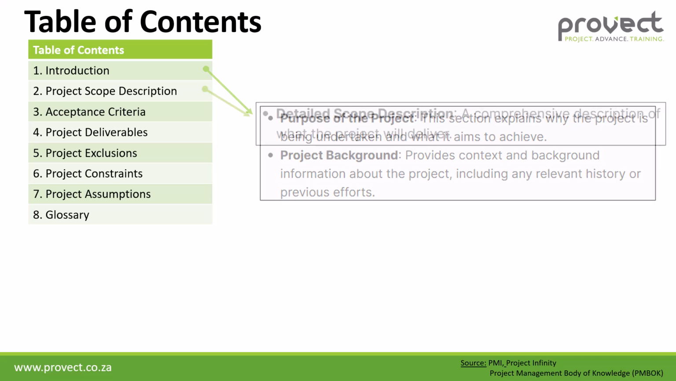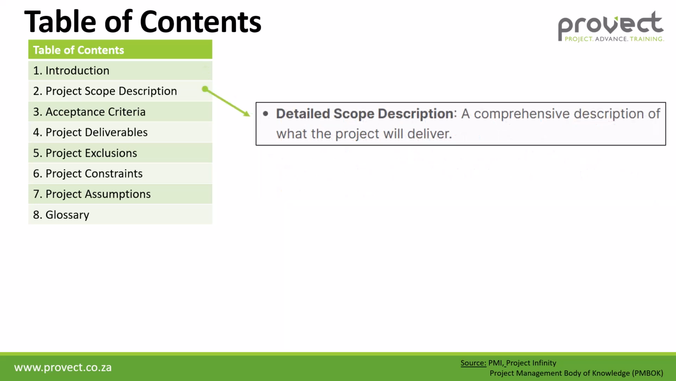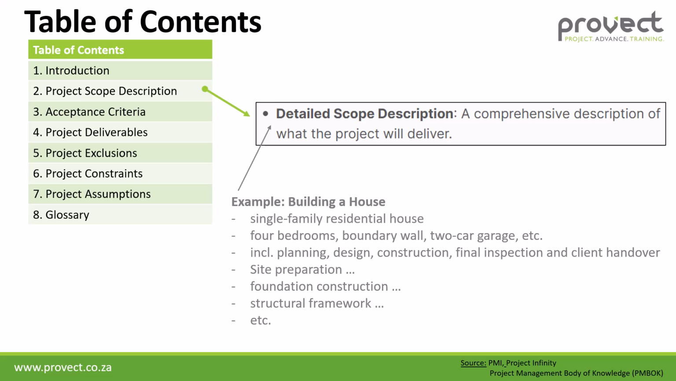Then the second section is your project scope description. Now this is a comprehensive description of what the project will deliver. Let's have a look at an example of building a house. So your project scope description can be a single family residential house. It's going to have 4 bedrooms, boundary walls, and a 2-car garage. It's going to include the planning, design, construction, final inspection, as well as client handover. You can also explain your site preparation, foundation construction, what is needed, structural framework, what is required, etc.